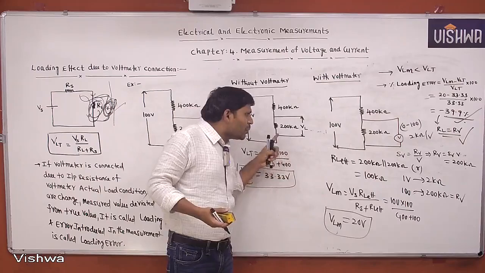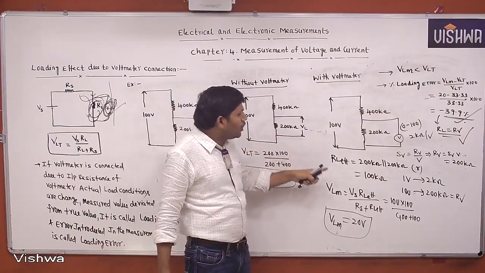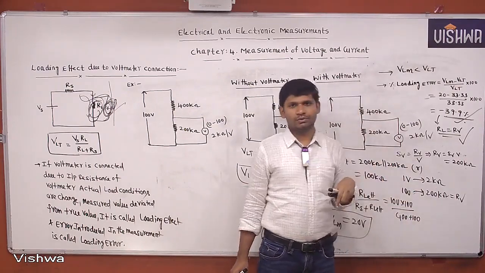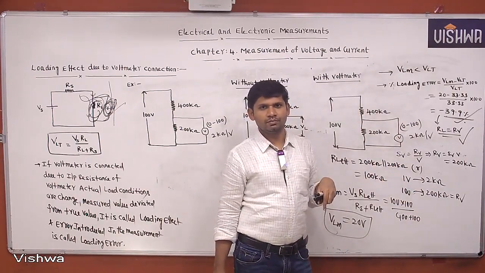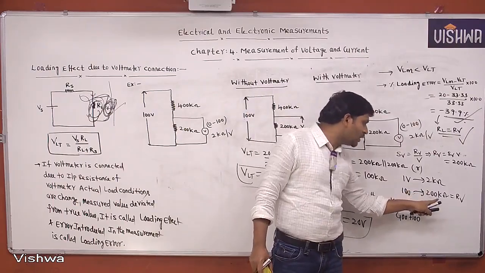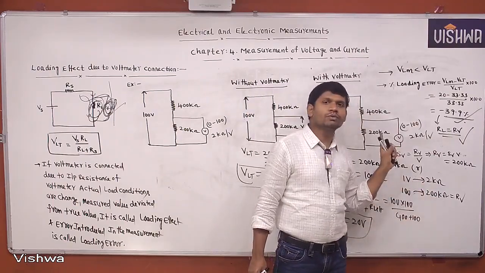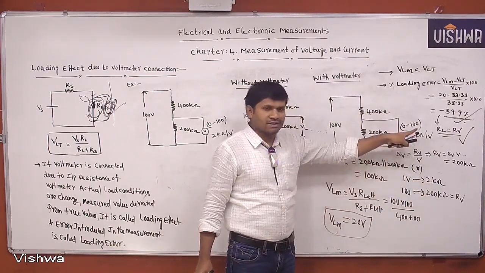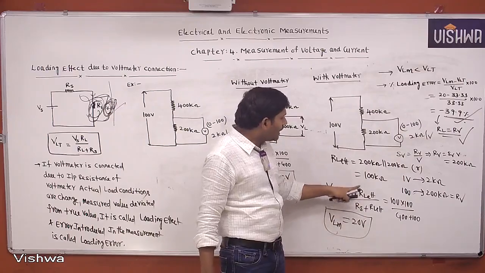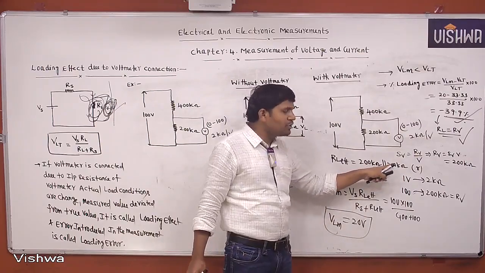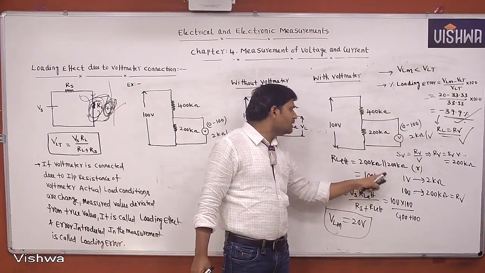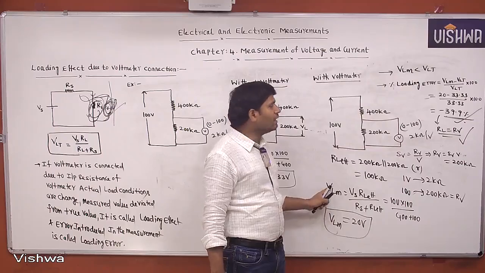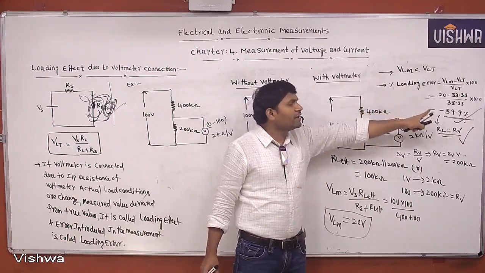If you solve the same problem, instead of 200 kilo ohms of input resistance of the voltmeter, you take 2000 kilo ohms. You try that one. If you take 2000 kilo ohms, then what will RL effective be? It changes. RL effective is 200 kilo ohms in parallel with 2000 kilo ohms. Once it changes, the measured value also changes. Then once the measured value changes, the loading error also changes.